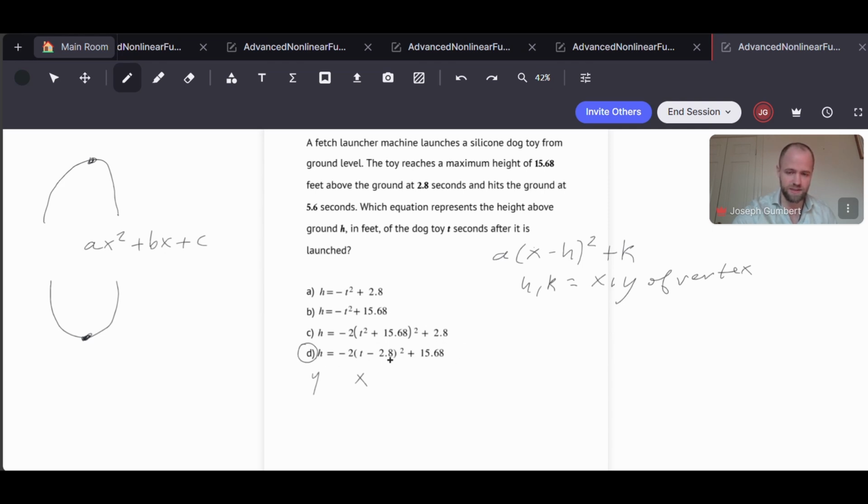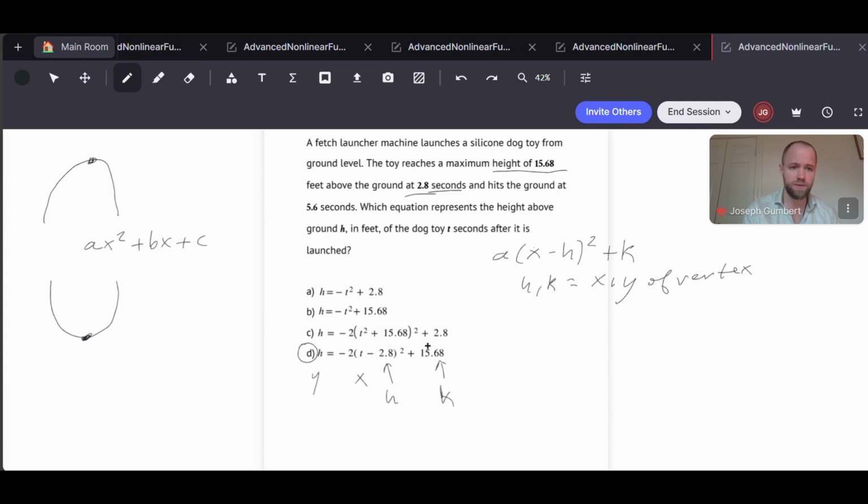And the reason why is that here I would have my x value with time. So 2.8 seconds, and then here I'd have my y value of the height, right? And so this right here would be my h and my k, so represents the vertex then. The x of the vertex and then the y of the vertex.